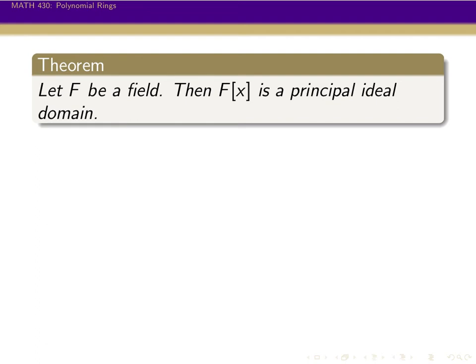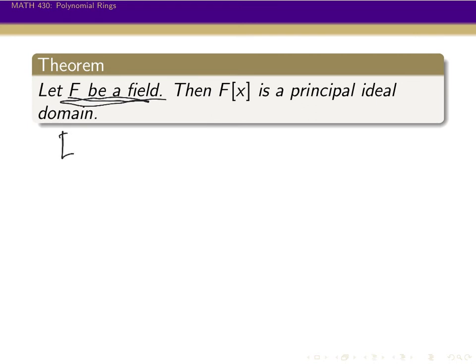So the important fact about polynomial rings over a field is that F[x] has to be a principal ideal domain. And so it's critically important that this is a field. If it's just a domain, not a field, then this is no longer true. But if we're working over a field, then F[x] has to be a principal ideal domain.